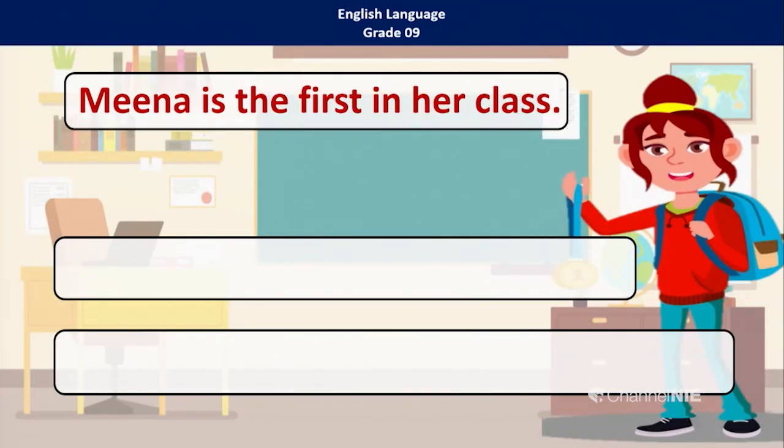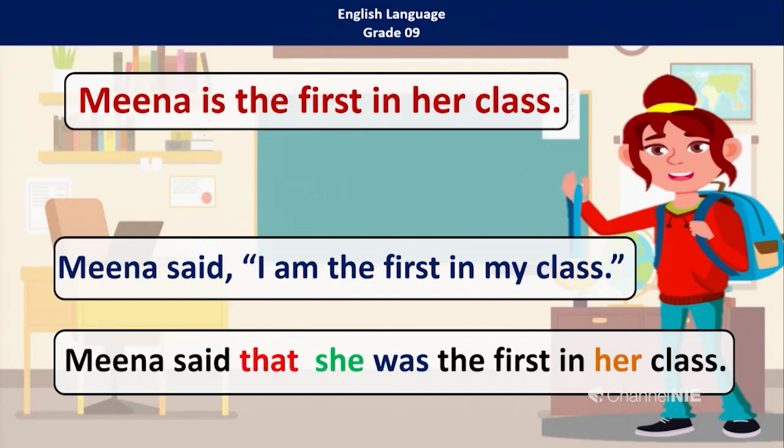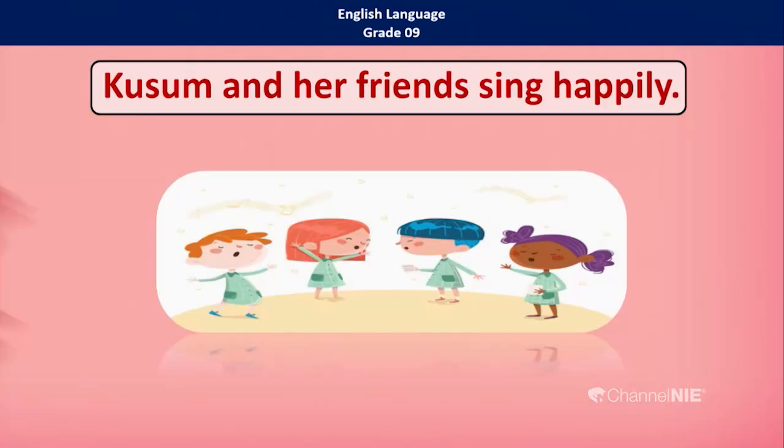Meena is the first in her class. How will she say this now? Meena said, "I am the first in my class." All right, indirect: Meena said that she was the first in her class. Meena said that she, not I, she; was, the change in the tenses, the first in her class, not in my class, her class, the change in pronouns.